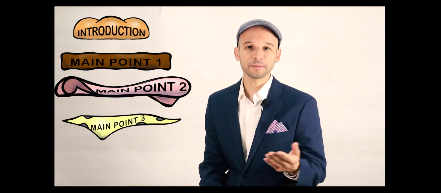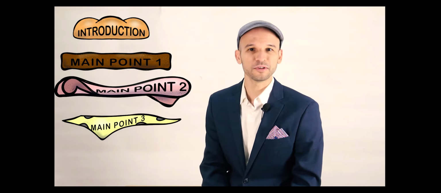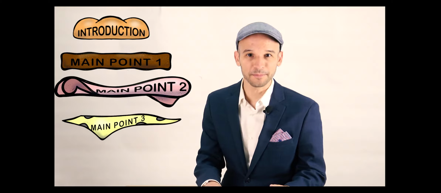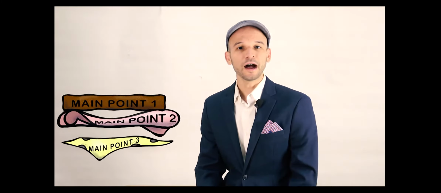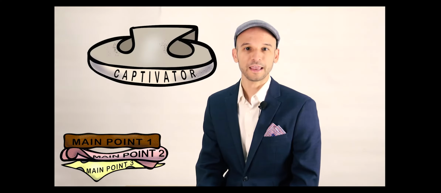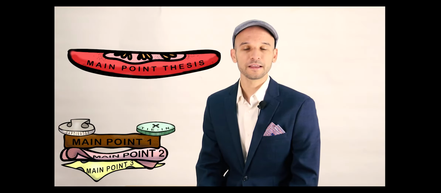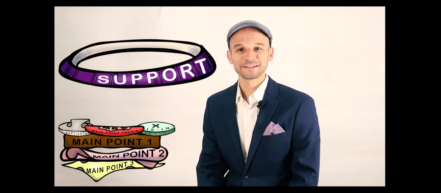Often, you'll have 3 main points, although sometimes having 2 is acceptable if you're really short on time. In this video, I'll discuss 5 components each main point should have in your speech: a captivator, tie-in, main point thesis, support, and transition.